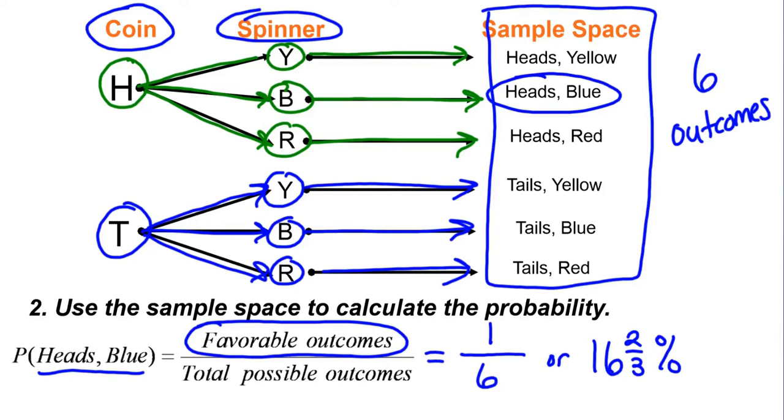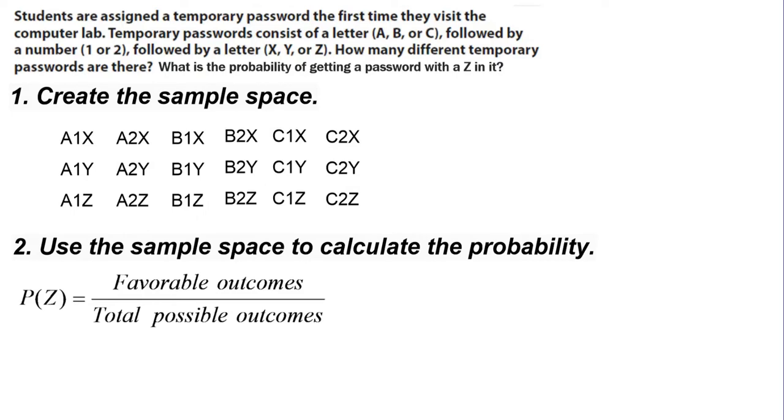Now that's a tree diagram. Another way we could create a sample space is just to create an organized list, and that's what I did here. So here's the situation. Students are assigned a temporary password the first time they visit the computer lab.